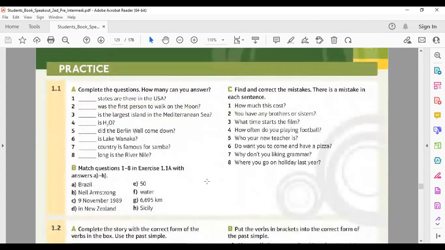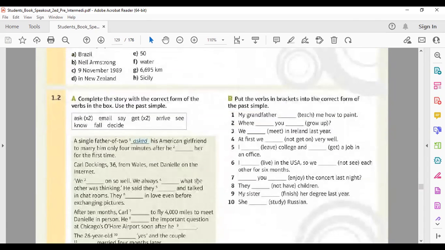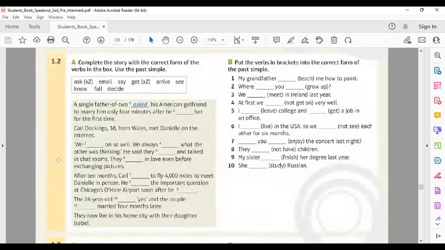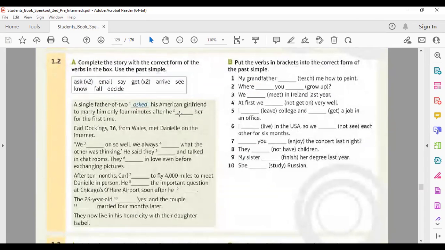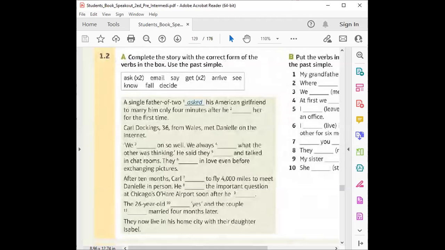So I'm going to go to the next page and I'm going to kindly ask you to do this paragraph. You have here a paragraph and you have here in the box some verbs. I want you to use these verbs in their correct places using the past simple. They can be regular or irregular. Did you understand, girls? Yes. Okay, go ahead, do it, and then we will work on it together.